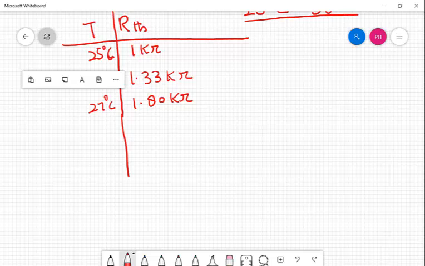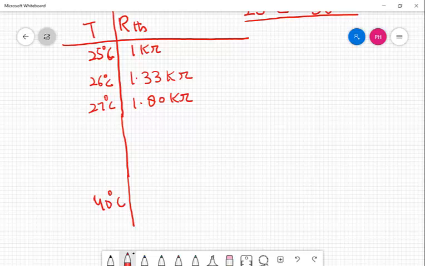At some higher temperature, maybe at 40 degrees Celsius, resistance has increased further and reached 13.5 kilo ohms. We are just assuming these things. When we use an actual thermistor, we can search for its specification sheet and get these curves, these relationships, from there.